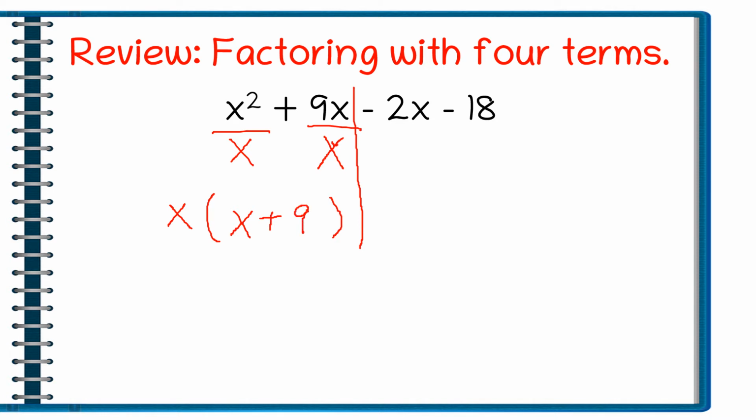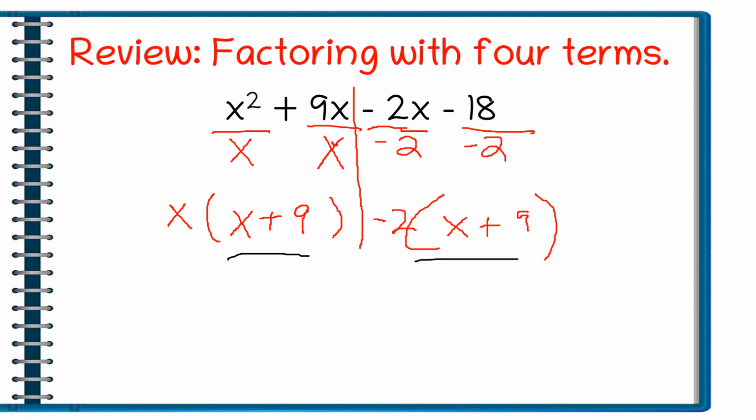All right, then we look at the GCF for these 2 terms. Since the first one starts with a negative, we're going to pull out a negative, and the GCF for these 2 terms is 2. So we're going to divide by -2, and we get x plus 9. All right, so you see that both of these have an x plus 9 in common, so that's going to be one of our factors. And then our other factor is what's left, an x and a -2.